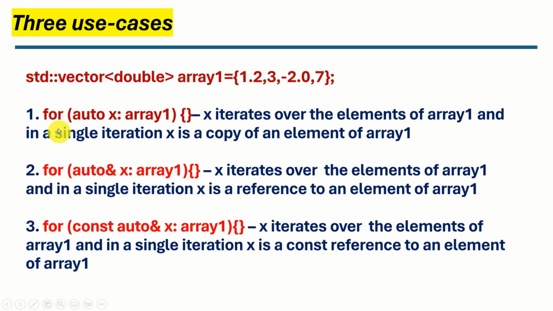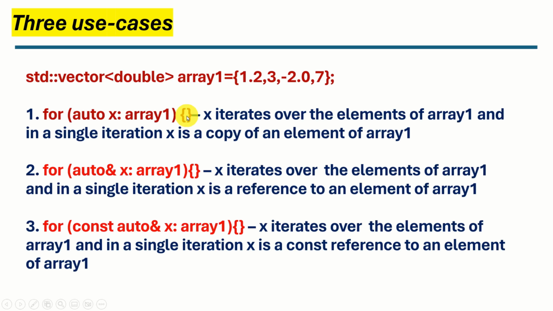The first use case looks like this. For, then over here we have auto x, and then we have array1. This array1 refers to this declared array1. Here, x iterates over the elements of array1, and in a single iteration, x is a copy of an element of array1.